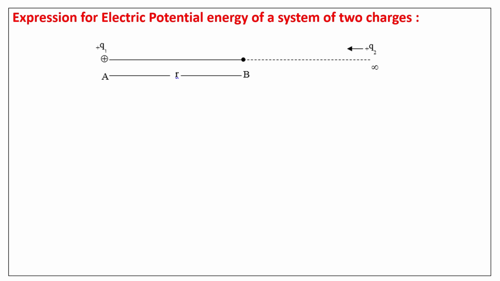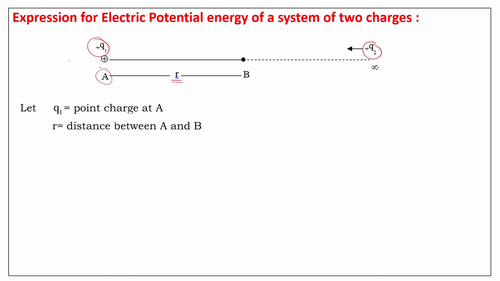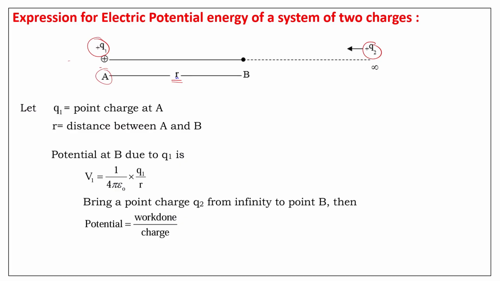Imagine the charges Q1 and Q2 are at infinity. First, the charge Q1 is brought from infinity to the point A, and no work is done. This is because there is no electric field to oppose this charge. R is distance between A and B. Potential at B due to Q1 is V1 is equal to 1 by 4 pi epsilon naught into Q1 by R.